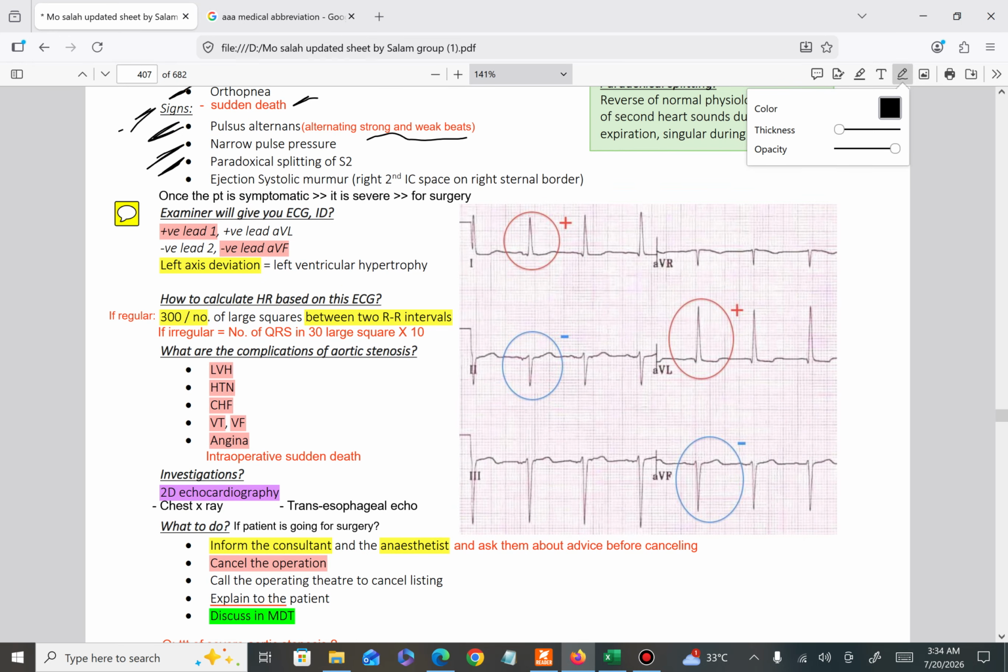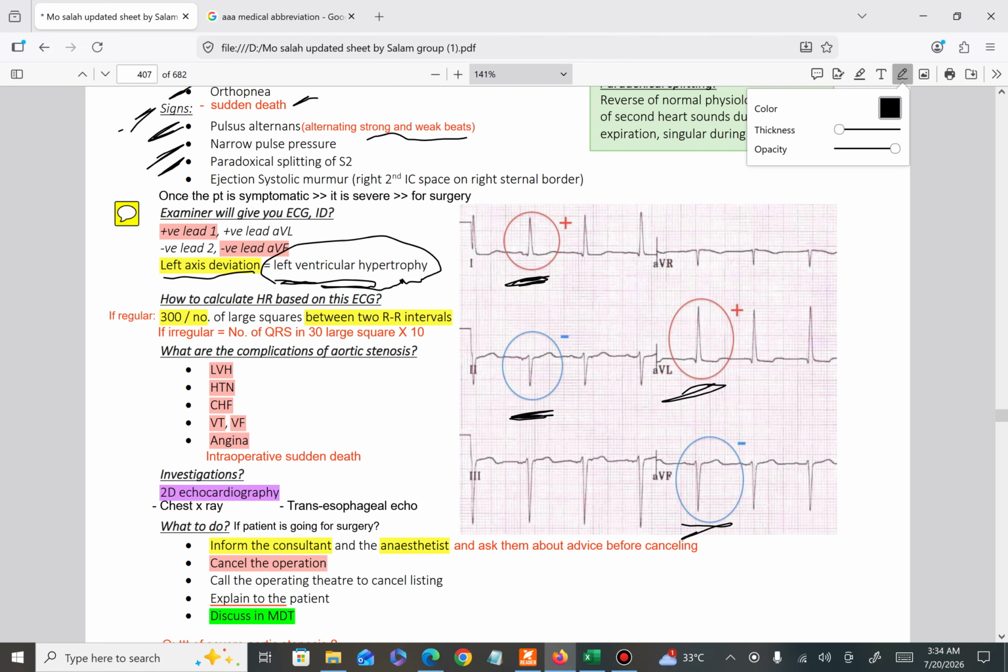The examiner will give you an ECG. So in this ECG there is positive deflection of lead 1 and lead AVL, while there is negative deflection of lead 2 and AVF. So it shows left axis deviation, which is due to left ventricular hypertrophy.